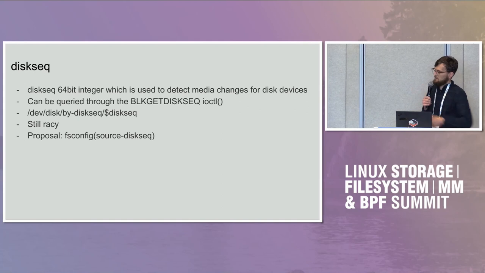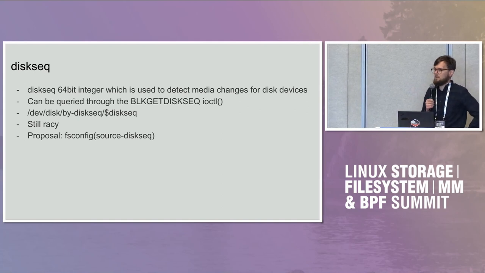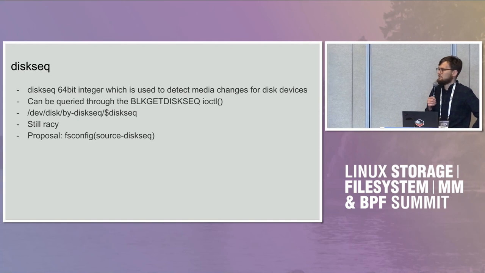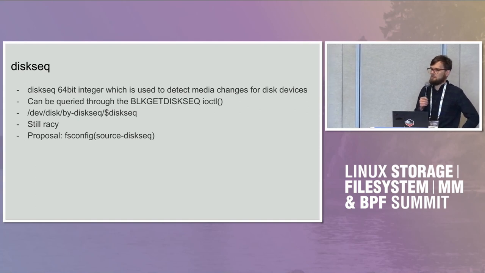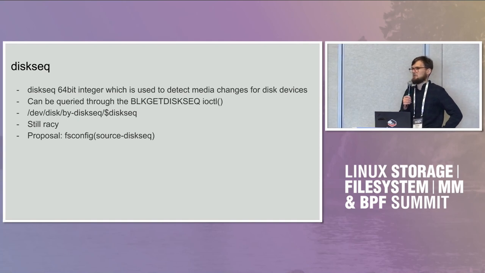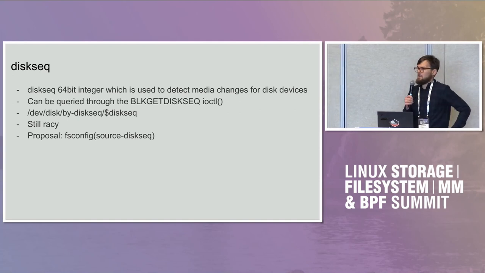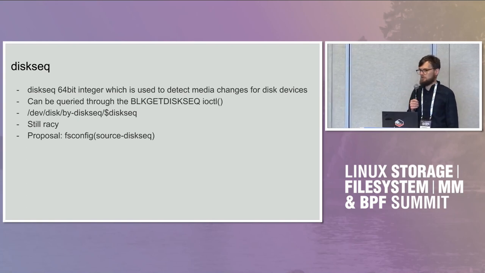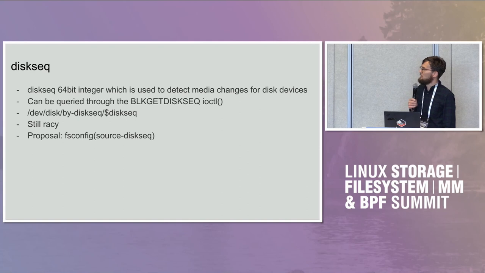You set it with the new mount API, and once the file system actually comes to looking up the block device that is supposed to be mounted, it would be able to detect, hey, this is no longer the block device that we actually care about. The disk sequence number has changed. Go away. I find this to be fairly uncontroversial, but I wanted this input from all of you.